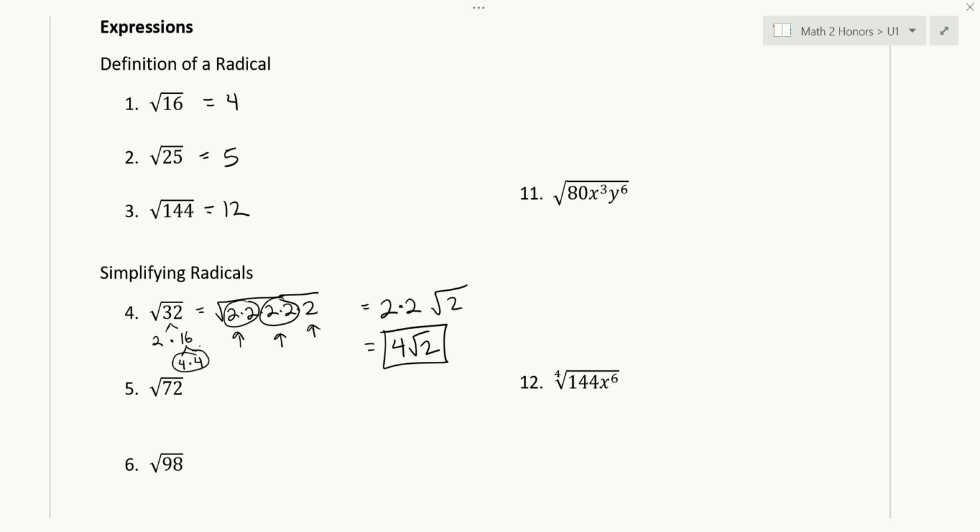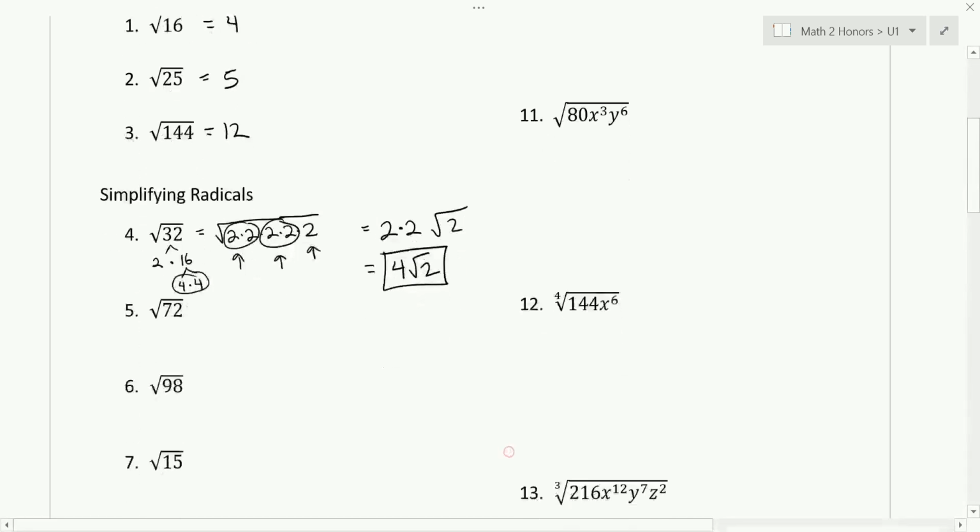How many have done this before? Okay, some of us have some background. Okay. Square root of 72. How would you like to break it up? 12 and 6. Okay. And then 6 is 2 and 3. 12, 3 and 4. 4 is 2 and 2.